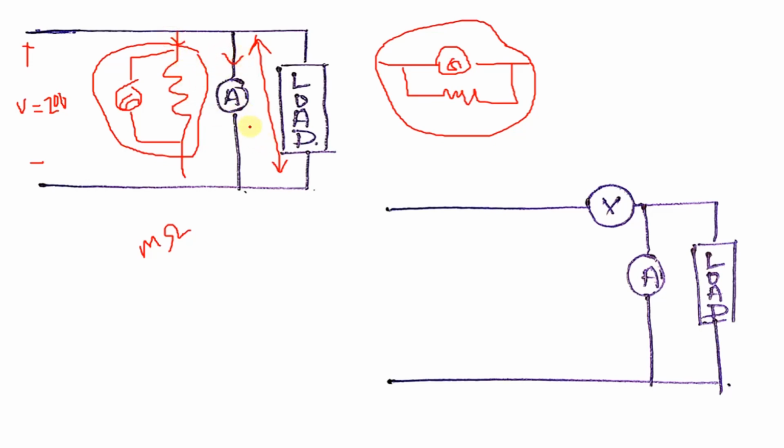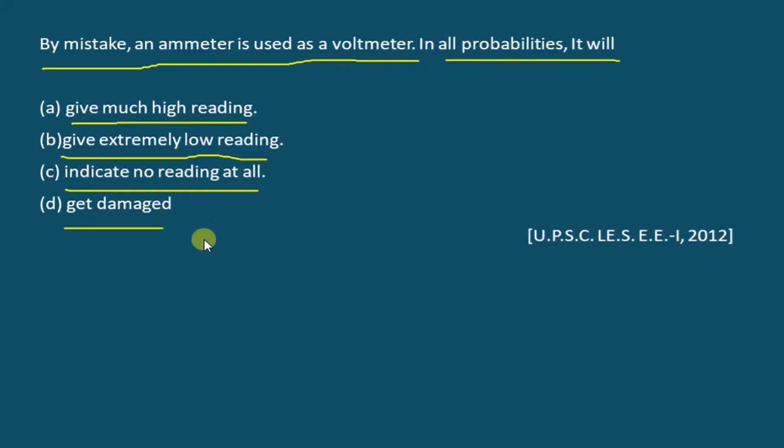So what will happen? This resistance is very much less, so the heating effect will be very high. So the resistance will get burned, and the ammeter will be damaged. So the option here is it will get damaged. This is a very important question. It was asked in UPSC IES 2012. Let's go to the next question.